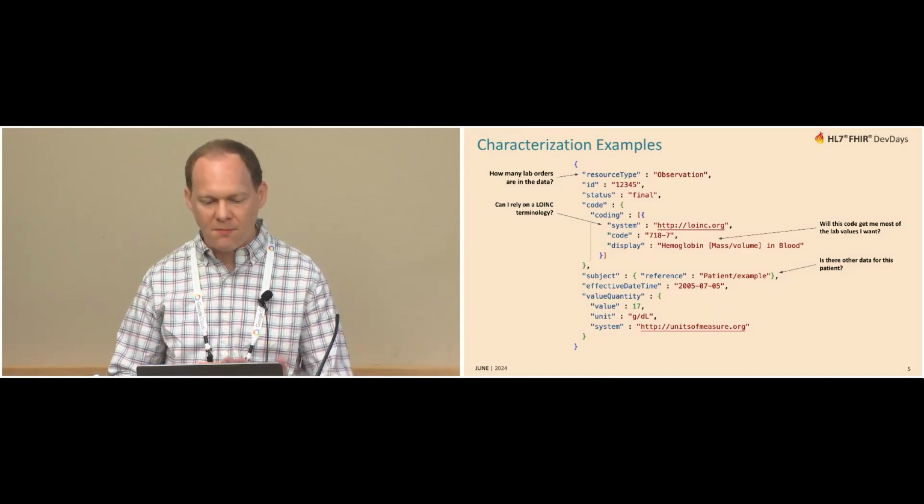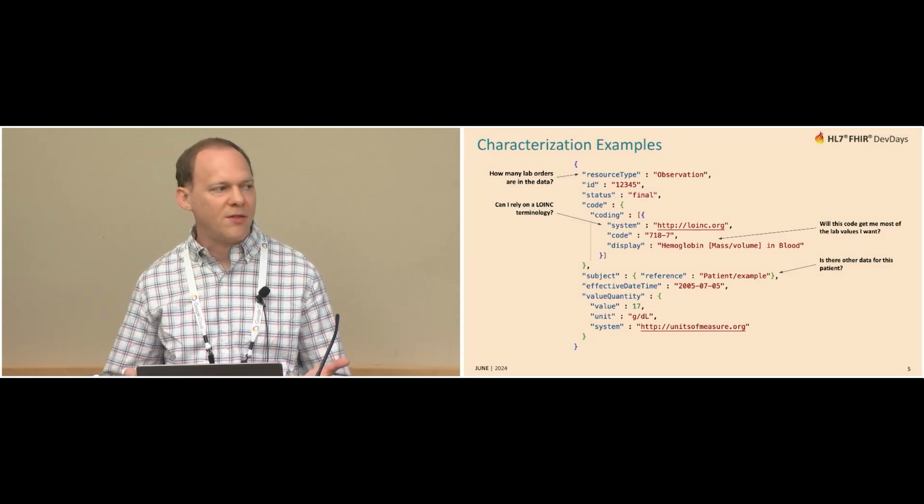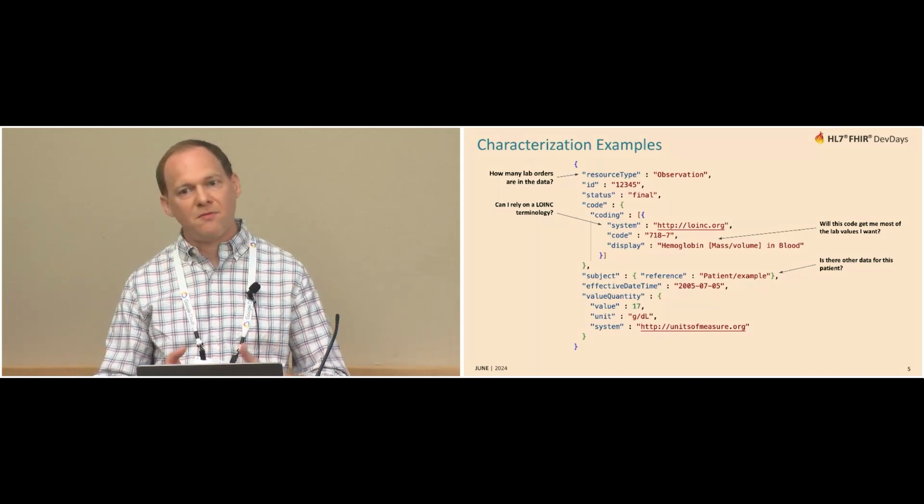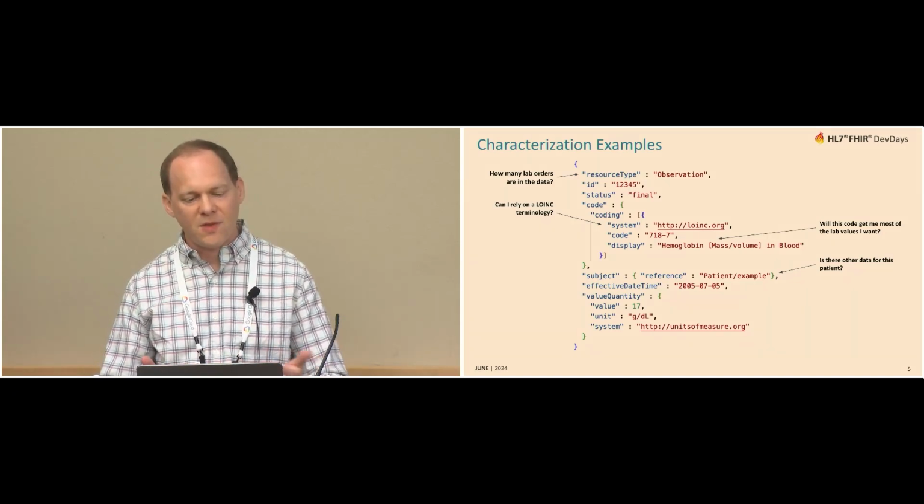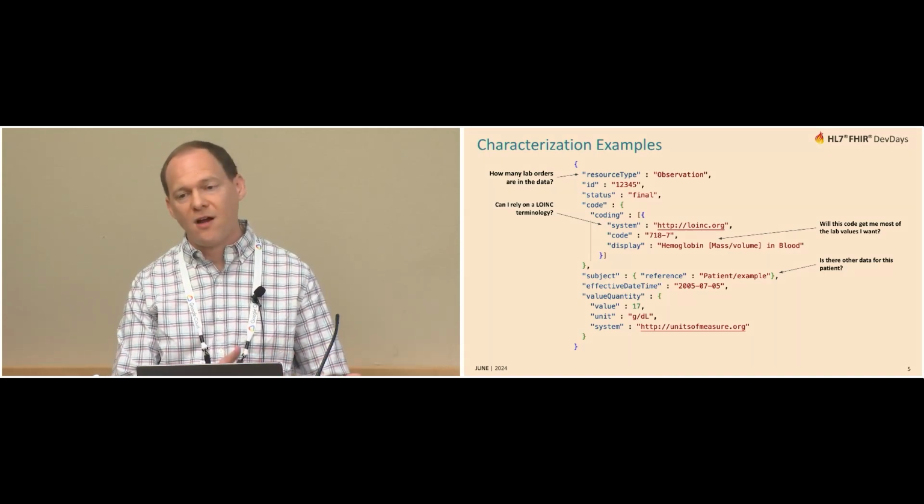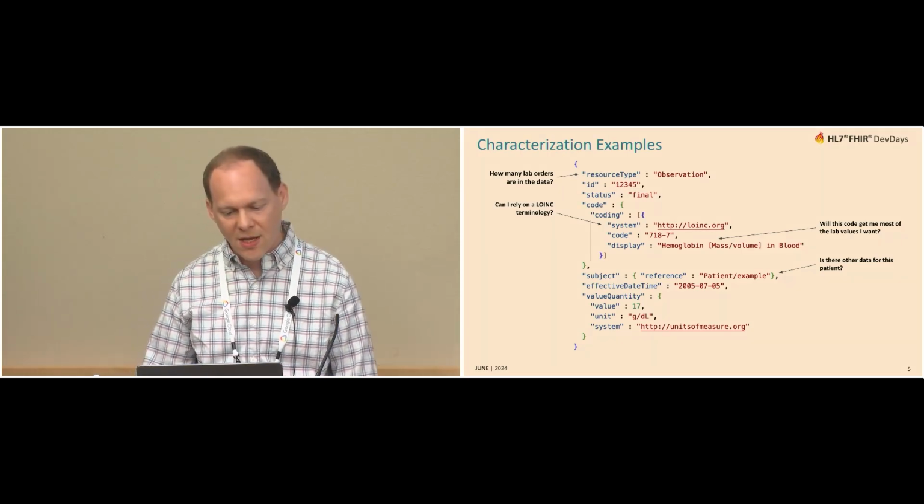So if we look at the same laboratory observation, we might just want to know how many of them there are. If I'm expecting to be able to run an analysis on labs and I'm getting very few labs back in my data set, that's probably an issue for this use case. On the other hand, if I don't care about laboratory results and I don't have a lot in my data set, maybe that's not a problem for me.